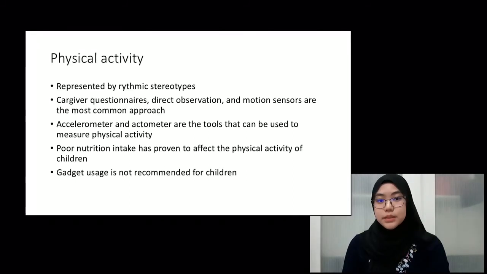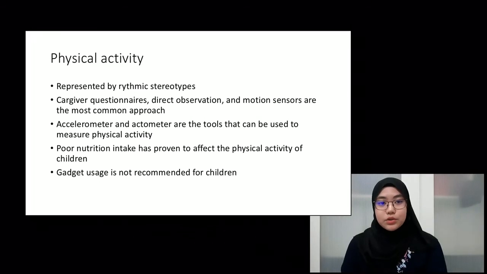Activity is represented by rhythmic stereotypes and has been gaining more interest from the public eye as there is a troubling rise in child obesity before the age of 2 years old. Furthermore, caregiver questionnaires, direct observations, and motion sensors are the most common approaches for measuring physical activity in infants and toddlers, although there are a wide range of other approaches.